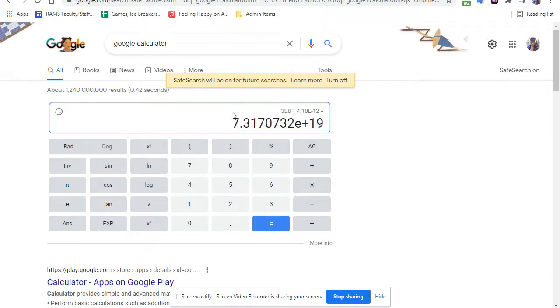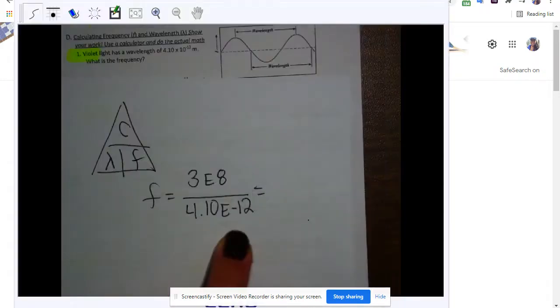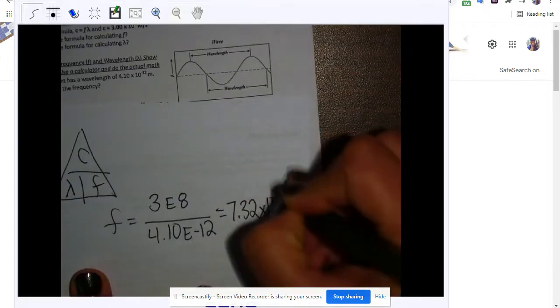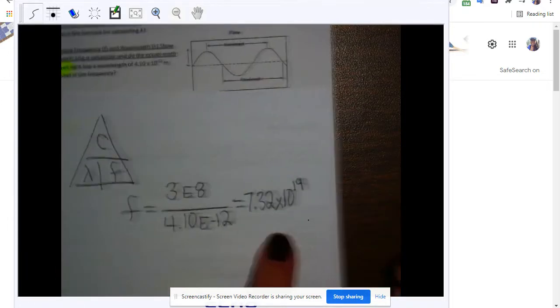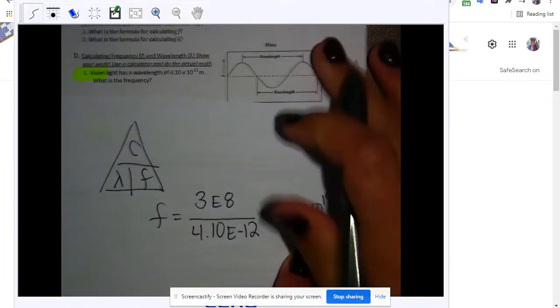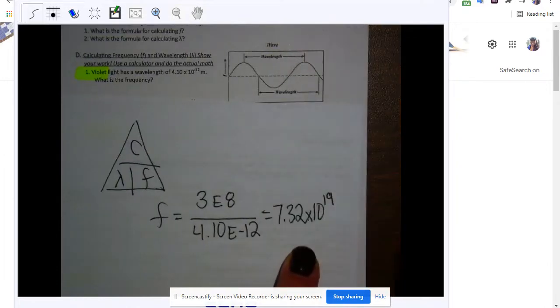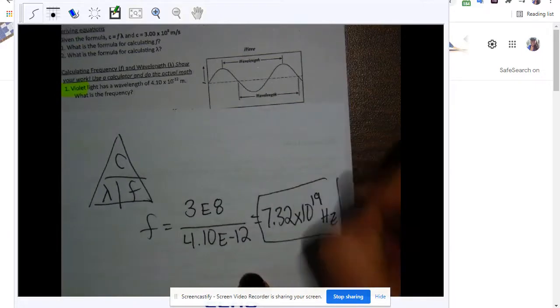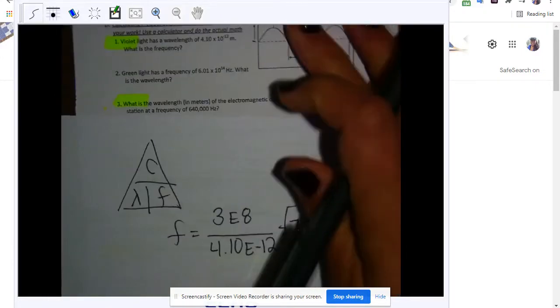We push enter, and there's our answer, 7.317. So I would say 7.32 times 10 to the 19th power. So 7.32 times 10 to the 19th power. And what are the units that we put for frequency? Hertz, yeah, Hz. Good. Okay, so that was the first one.